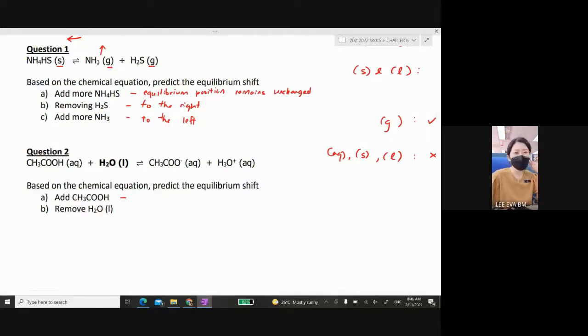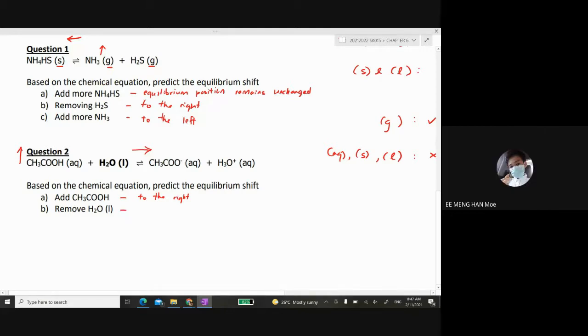Right. Volunteer this time. So increasing concentrations of CH3COOH. So the equilibrium shifts to the right. Okay, so to the right, or you may say in the forward direction. How about the second scenario, removing water? No effect, or the equilibrium position remains unchanged.